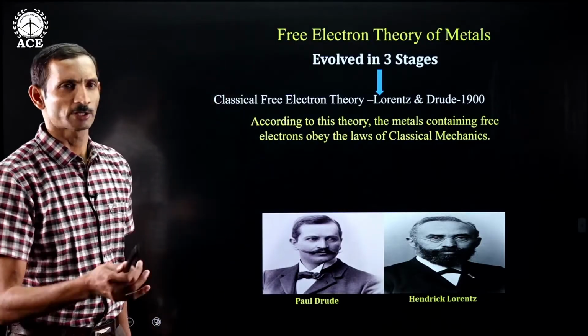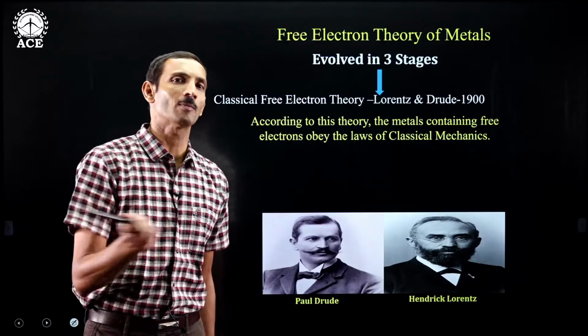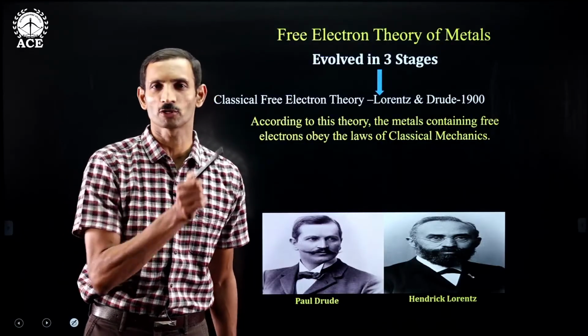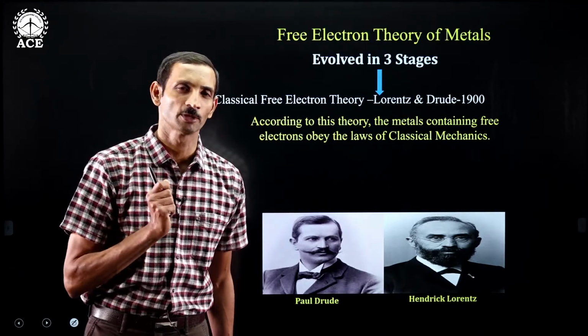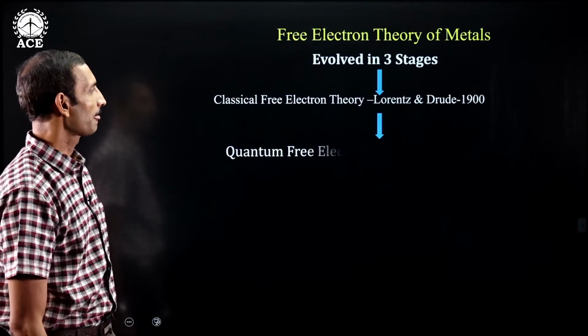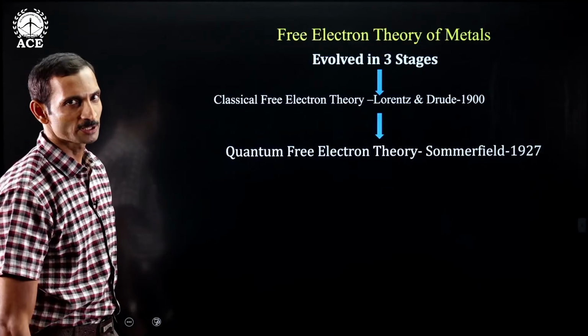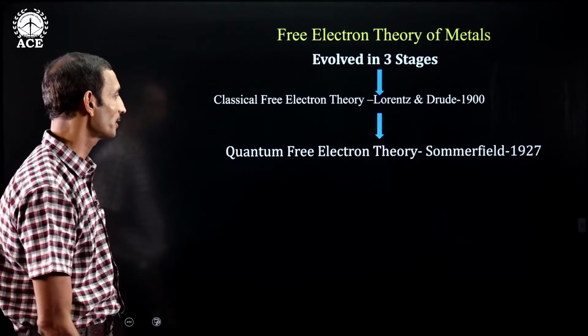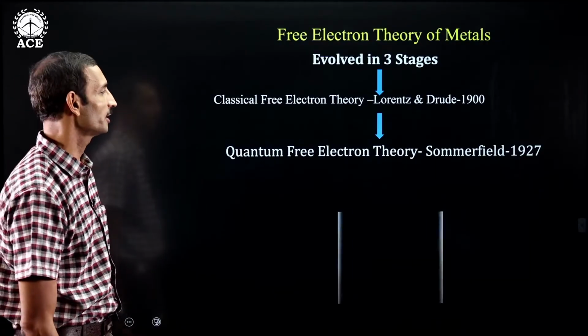And there are such equations. The electrons would be moving opposite to the direction of the field, and they would be moving in a uniform potential field because of the positive ions. So this is about the classical theory. Later, there were many shortcomings in this theory. So in order to explain them, 27 years later, Sommerfeld came forward with his quantum free electron theory.